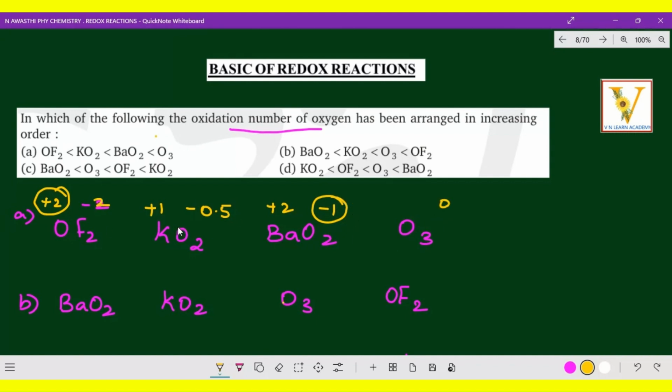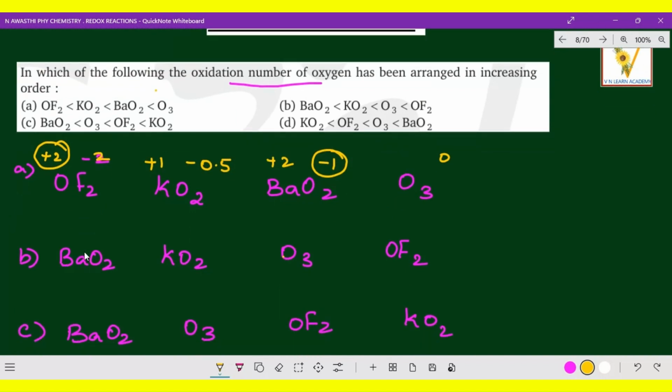Now do you think it is in increasing order? Plus 2, minus 0.5, minus 1 and 0. No, this is not the correct option. And here, the same thing we can bring over here: minus 1 oxidation state. Now, first one we found not correct, then the others will be easy. So this is minus 0.5, and here 0, and this is plus 2. So minus 1, minus 0.5, 0, plus 2: yes, it is actually increasing order. Yes, it's correct. So option B is correct.